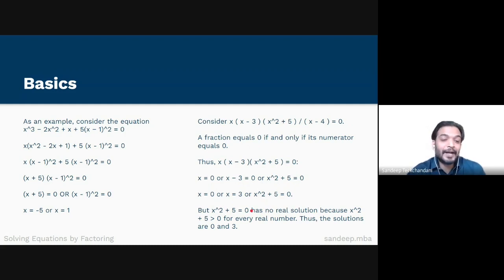Please remember that the solutions of an equation are also called the roots of the equation. These roots can be checked or verified by substituting them into the original equation to determine whether they satisfy the equation. So this is it, my friends. We learned about solving equations by factoring in this video lesson.